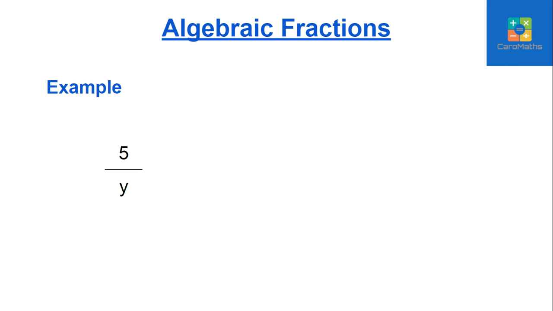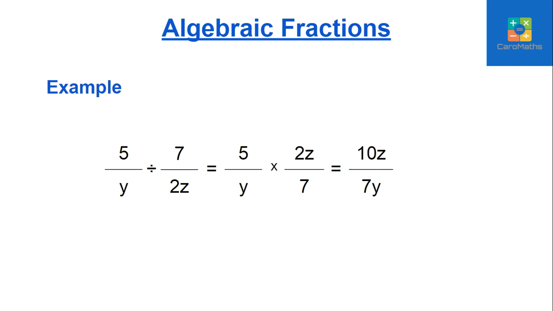So we've got 5 over y divided by 7 over 2z. So we take 5 over y, and then we multiply it by the fraction which is flipped. So instead of dividing by 7 over 2z, we multiply it by its reciprocal, which is 2z over 7. And now it's exactly the same as a multiplication, or it is a multiplication now. So we can just multiply the top parts together and we can multiply the bottom parts together. So our final answer is 10z over 7y.